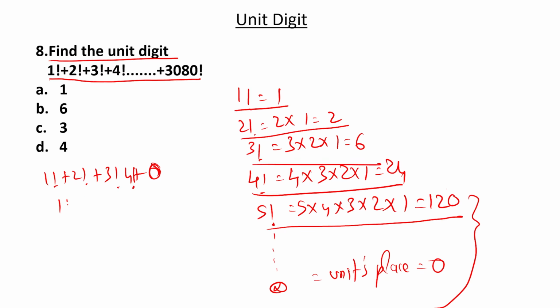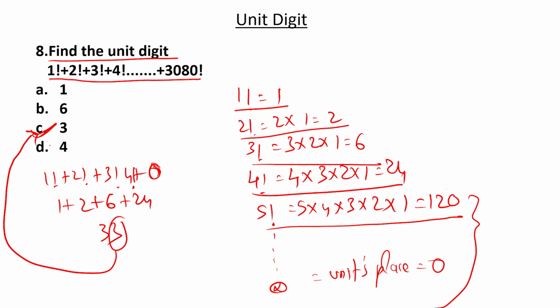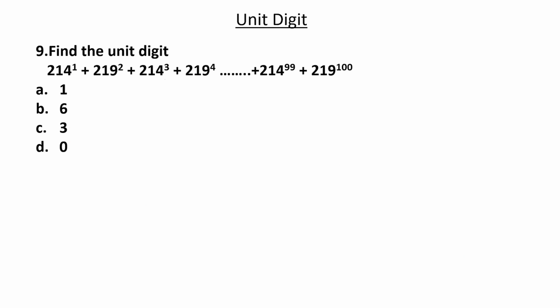Okay. 1 factorial is 1, 2 factorial is 2, 3 factorial is 6, 4 factorial is 24. 24 plus 6 is 30, 30 plus 2 is 32, plus 3 is 33. By solving the above equation, we'll get 3 in the units place. That's it. Okay, moving on to the next question.